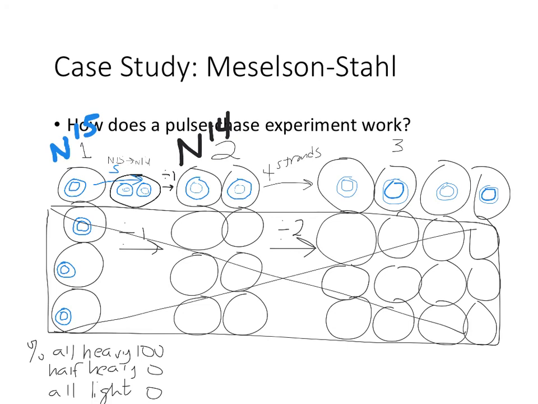So that was what Meselson and Stahl set up the experiment to do. They wanted to make sure that in the first generation, all of the bacteria had only heavy DNA, and then they wanted to watch what happened to those heavy molecules of DNA as time progressed.